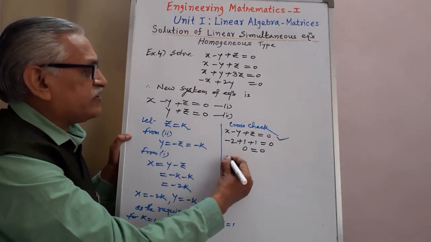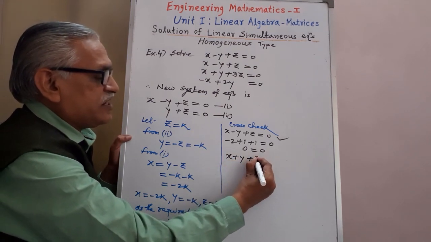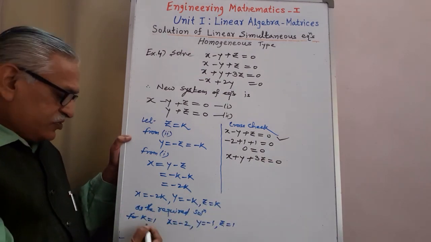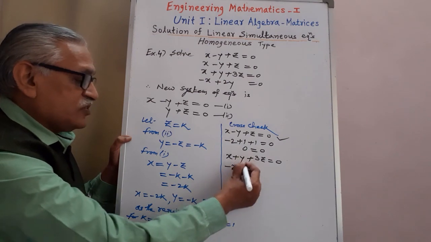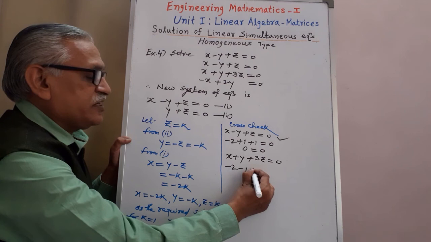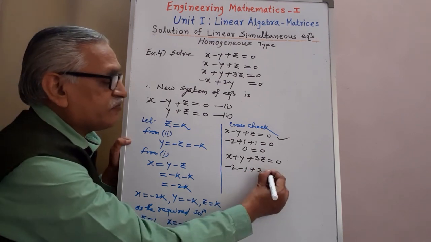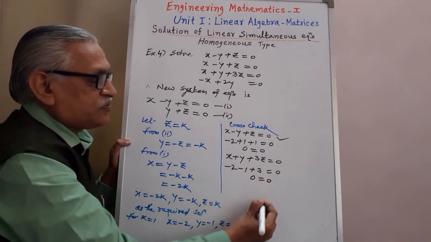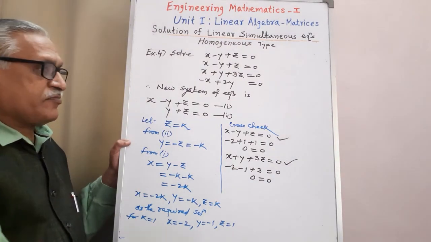Then the third equation is x plus y plus 3z is equal to 0. Substituting the values, x is minus 2, therefore it is minus 2, y is minus 1, plus 3 times 1, we get 3, minus 3 plus 3, we get 0, 0 equals 0. The third equation is also satisfied.